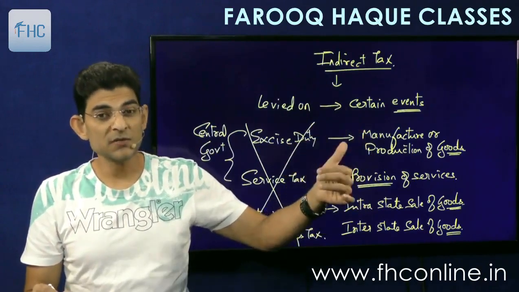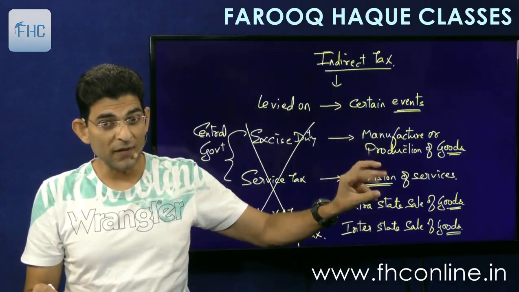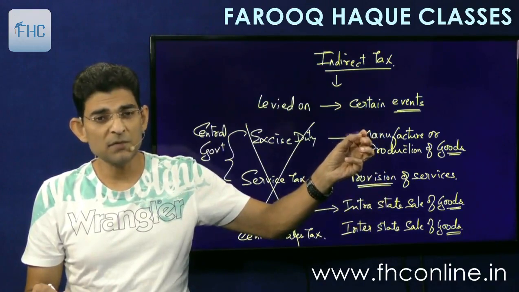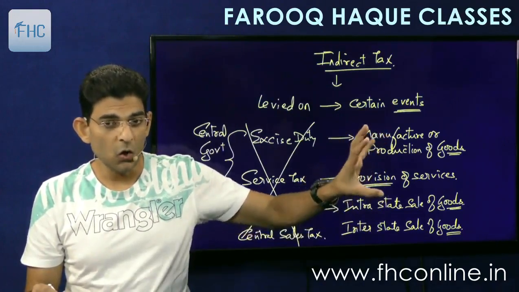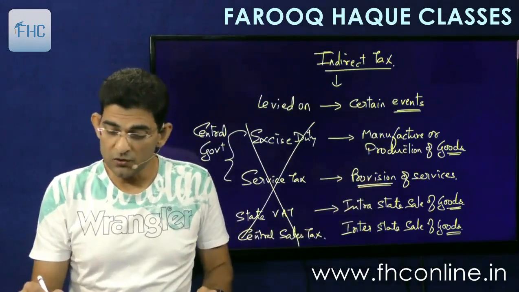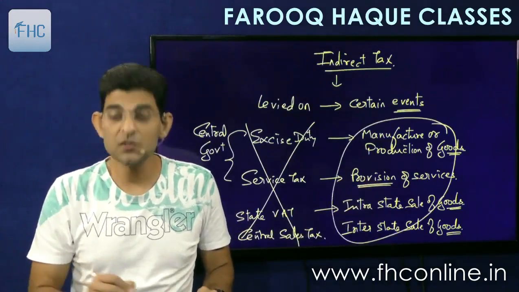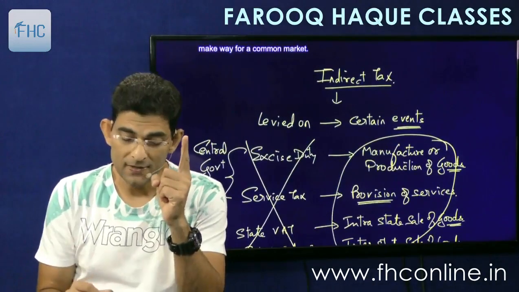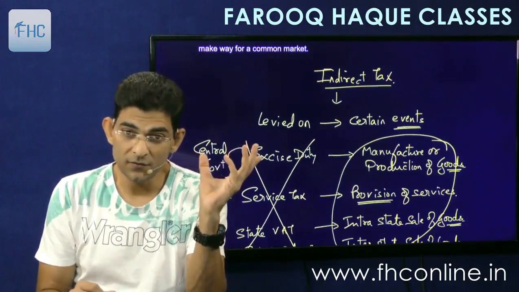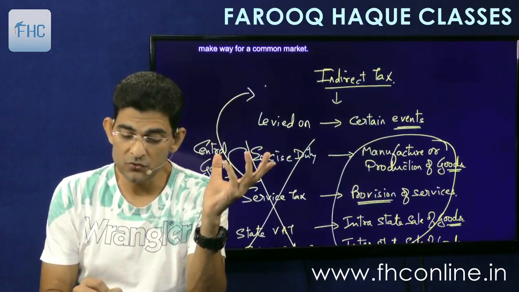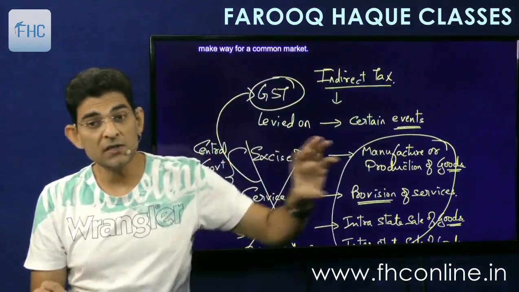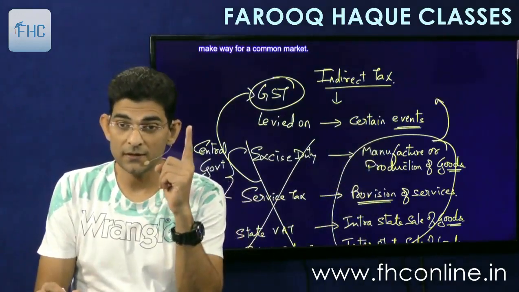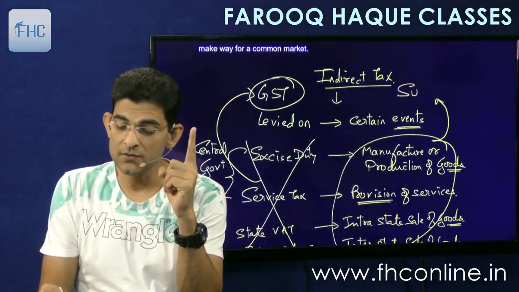So now what happens is that there is no excise duty. So these events of taxation have also merged. So now you don't see manufacture, you don't see sale. All these words or provision of service, all these events have converged into one word, and that is supply. So all these different types of taxes, you can say, got converged into GST, and all these events of taxation got converged into one activity, one event, and that is called supply.